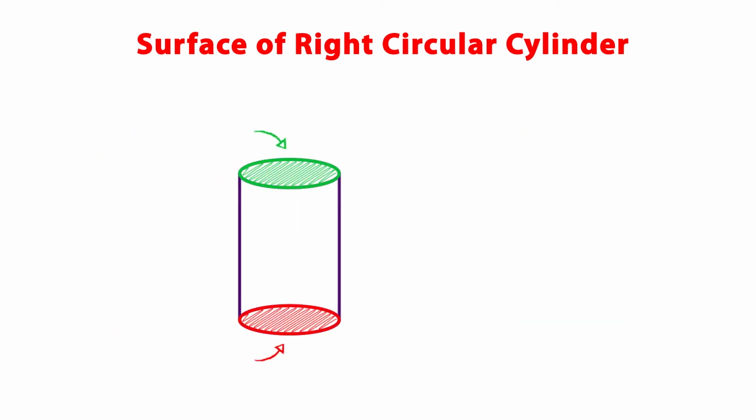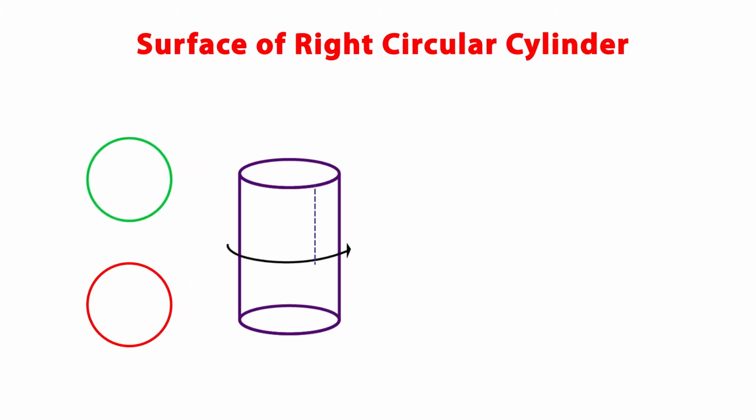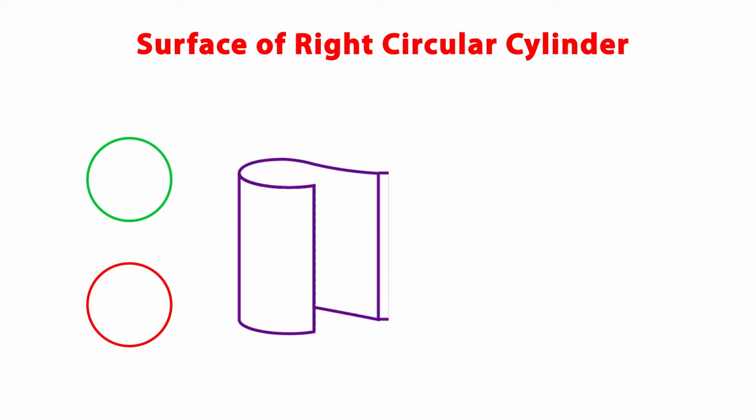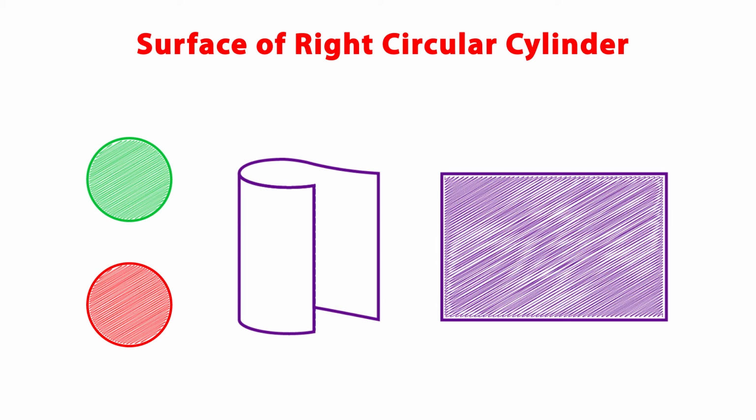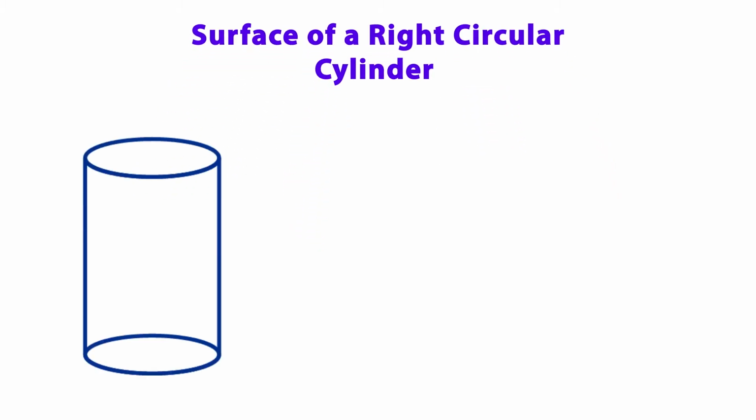If we take these two circles separately and cut the curved surface of the cylinder along the generator and open it out, we can obtain a rectangle. Then by calculating the surface of the top face, bottom face and the rectangle, we can calculate the surface of a right circular cylinder. So let's calculate it. Let's take the radius of the cross section of the cylinder as r and the height of the cylinder as h. Now we are going to create a formula to calculate the surface of a right circular cylinder.